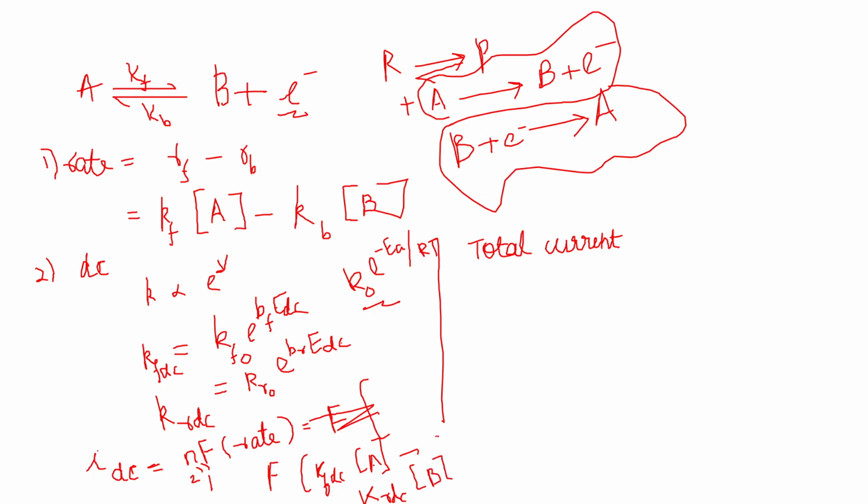So if you are asked to find out the DC current, what you have to do? You have to find out F into rate. So in order to find out the rate, you should know the value of KFDC and KRDC, which is nothing but KF naught e to the power BF EDC and KR naught e to the power BR EDC. Now what will happen when the total current is flowing? That is, AC plus DC current is passing.